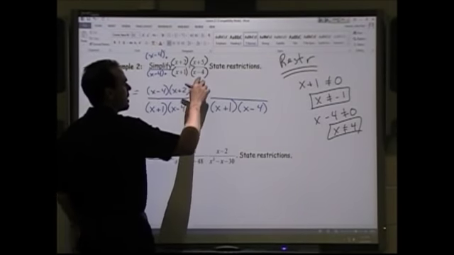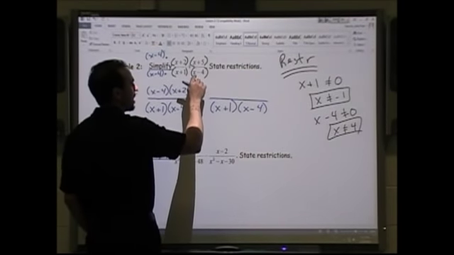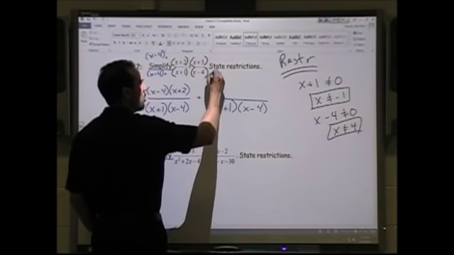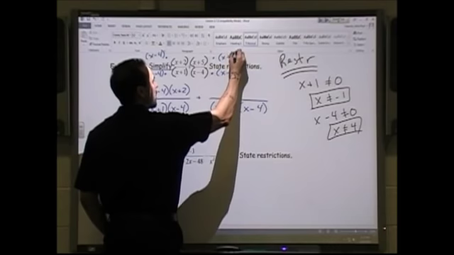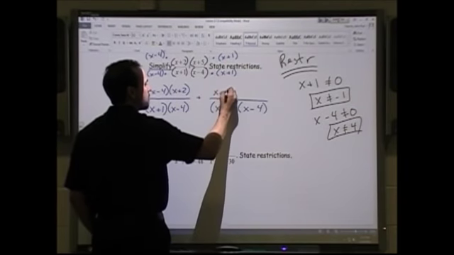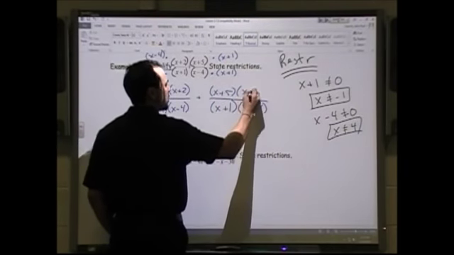And on the bottom, for the second fraction, how did I make it this? Well, I just multiplied by x plus 1. So I have to do the same to the top, multiply by x plus 1. So this is going to be x plus 5 times x plus 1.